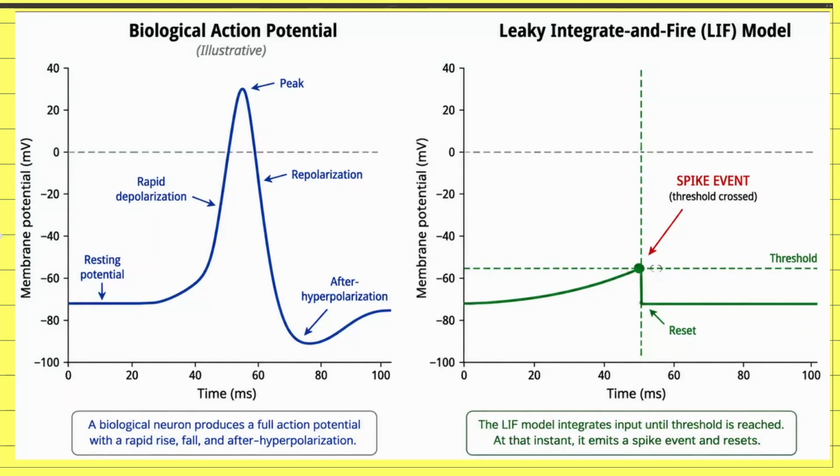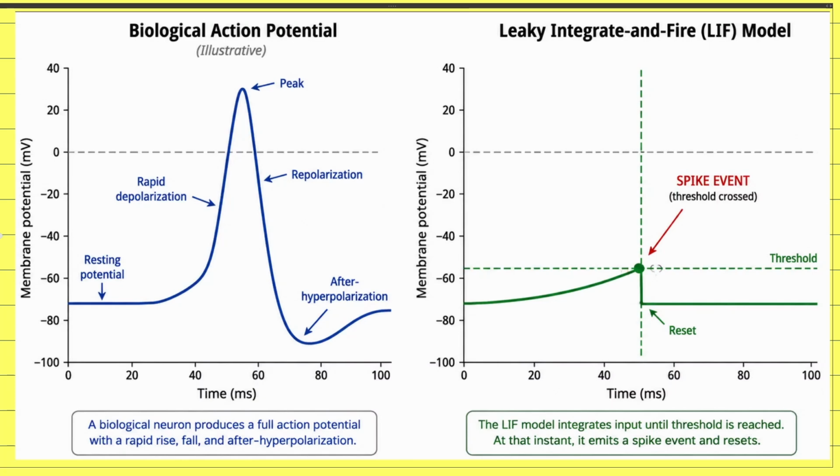How can a mathematical model produce something that looks like a neuron firing? If we look at the biological neuron, you can see the illustrated one on the left. An action potential has a very characteristic shape: a rapid rise, a rapid fall, and even a brief hyperpolarization. On the right, you can see the Leaky Integrate-and-Fire model. Notice something interesting about it. It doesn't reproduce that shape at all, and that is actually done intentionally.